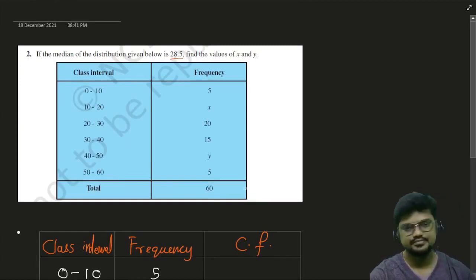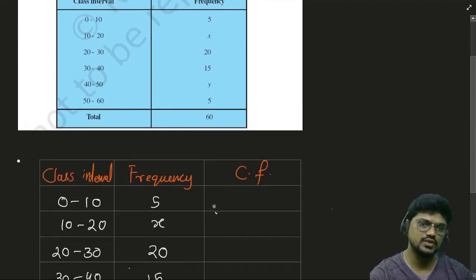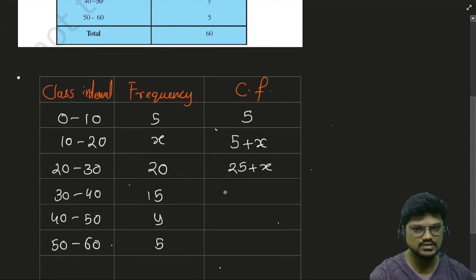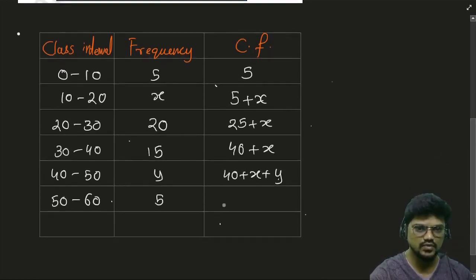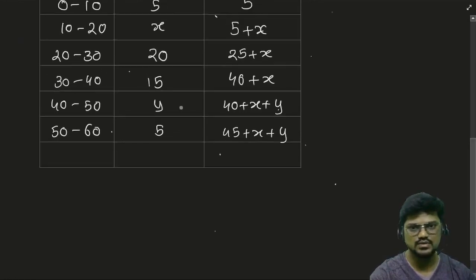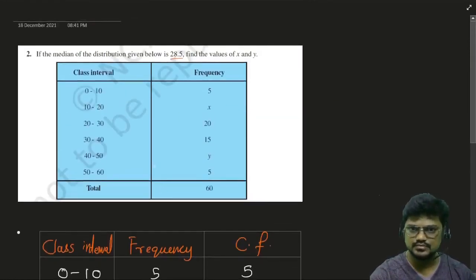So now how will we write the cumulative frequency? This will be 5. This will be 5 plus x. This will be 5 plus x plus 20, that will be 25 plus x. This will be 25 plus 15, that is 40 plus x. This will be 40 plus x plus y. And this will be 45 plus x plus y. This is what your cumulative frequency will be.